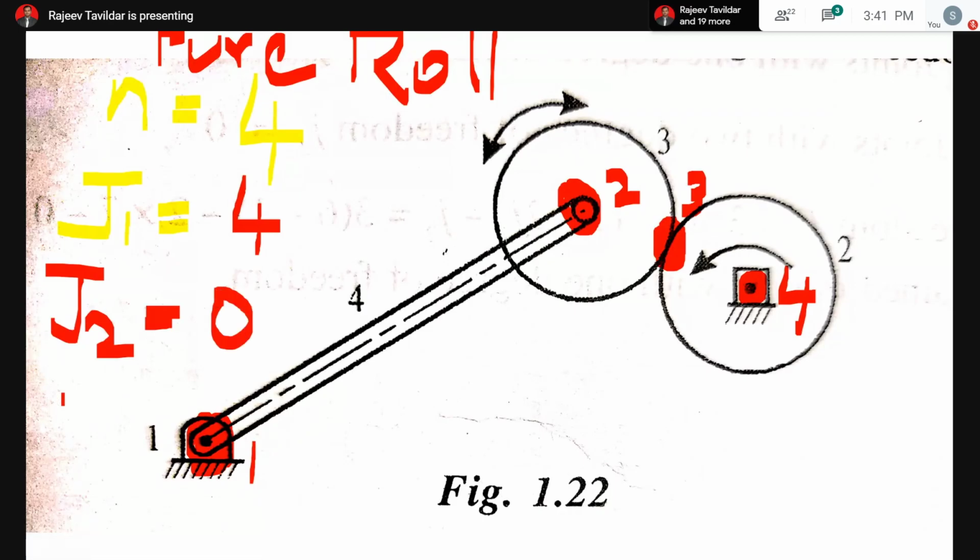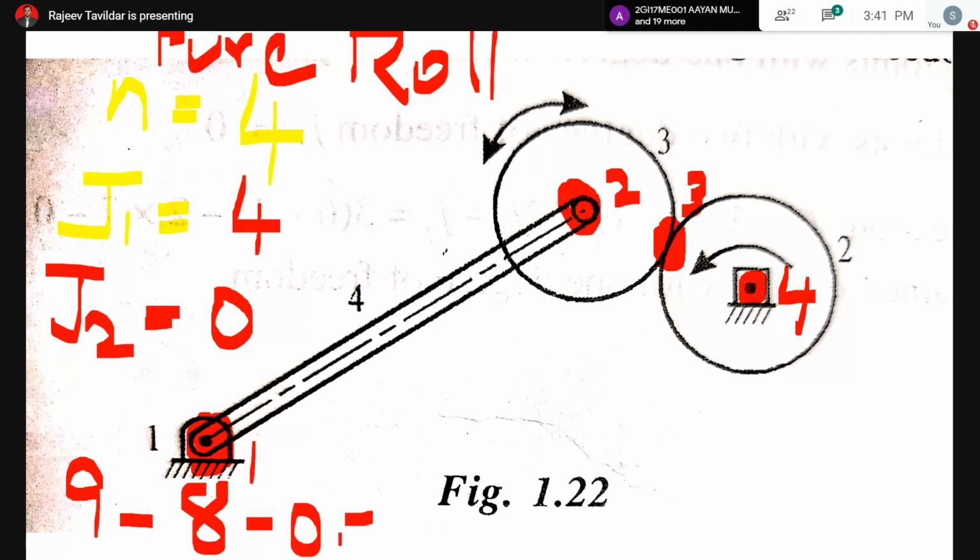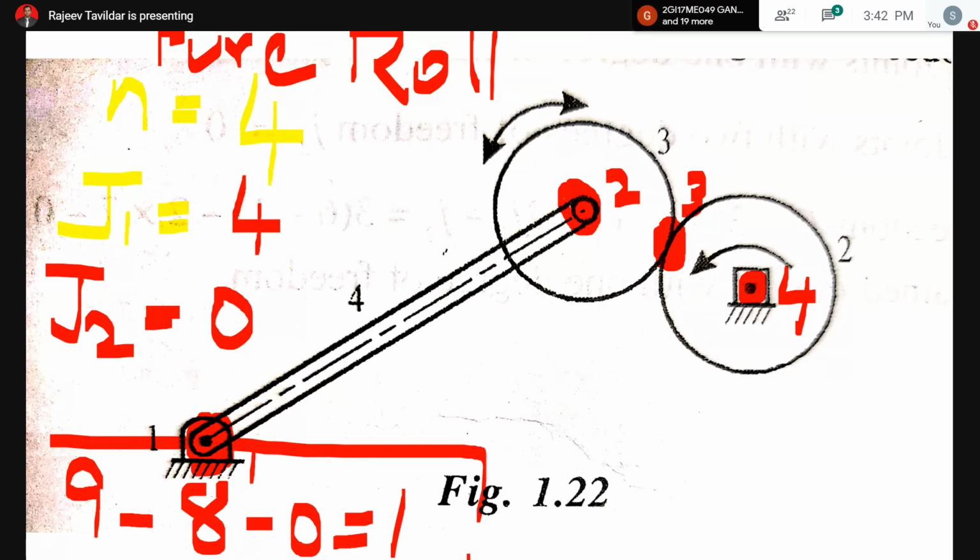Okay, so now if I use the equation 3 into n minus 1, that is 3 into 4 minus 1, so that is 9, minus 2 times J1, that is 8, minus J2, that is minus 0. So your answer will be equal to 1. Okay, so this is your degree of freedom. If you have any confusion, please let me know. This is case 1 that I have considered.